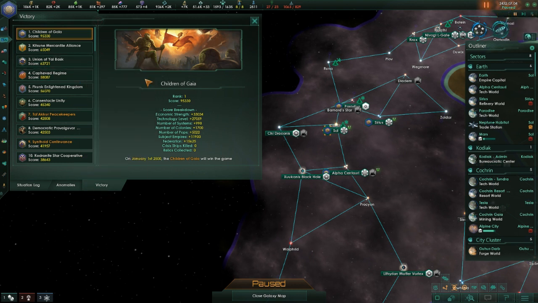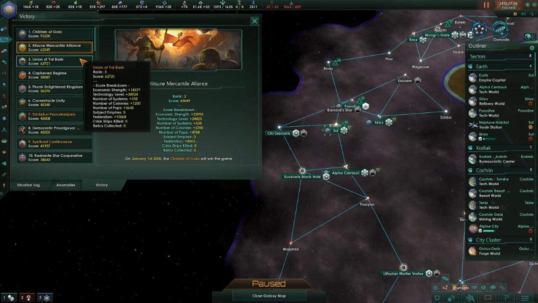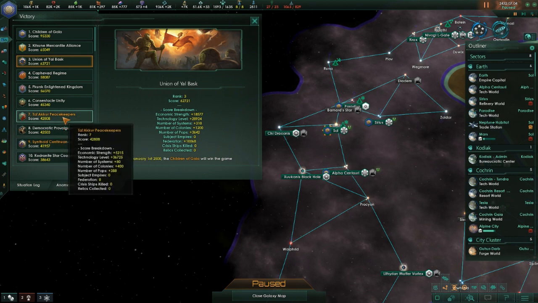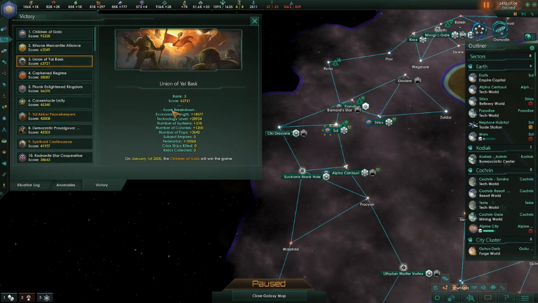So if you ever wonder how you're doing, how your system strength compares to the strength of another empire, you can be like, okay, my economic strength is 33,000. The Kitsune is the next strongest. Their economic strength is 23,000 and change. This group is 18,000 and change. So this allows you to figure out how powerful you are in relation to other space empires.